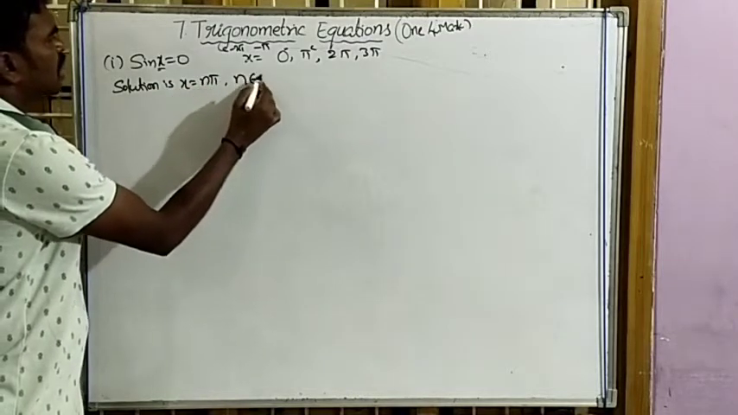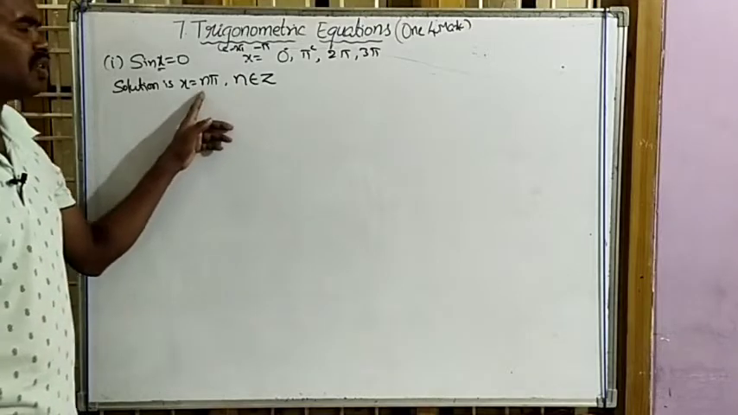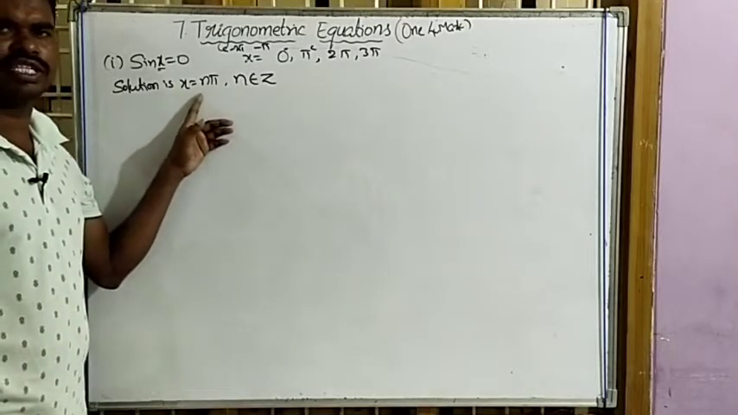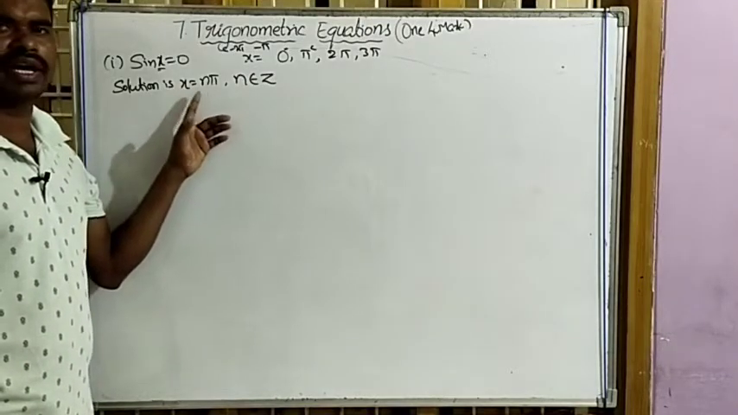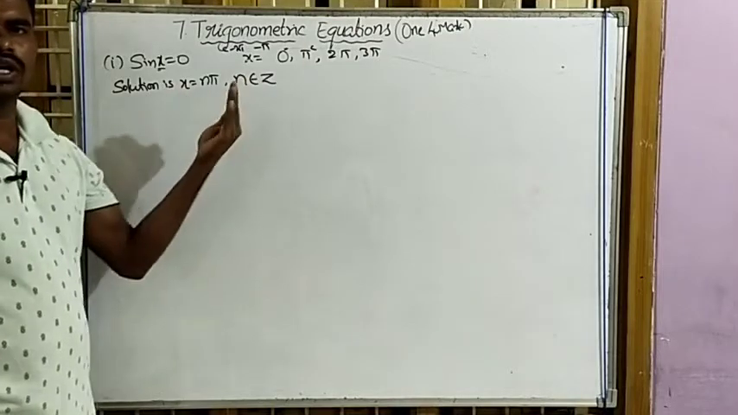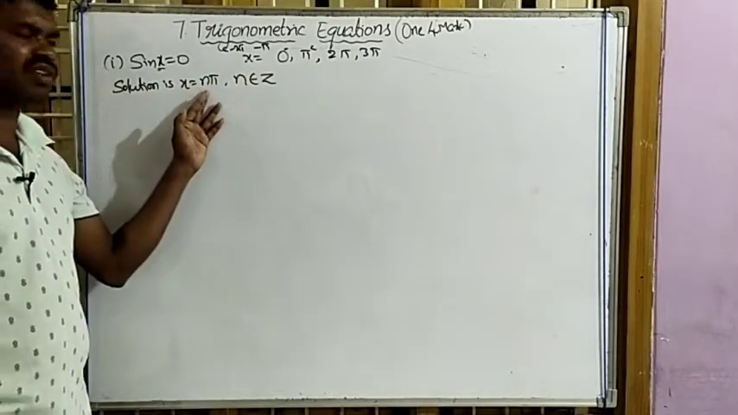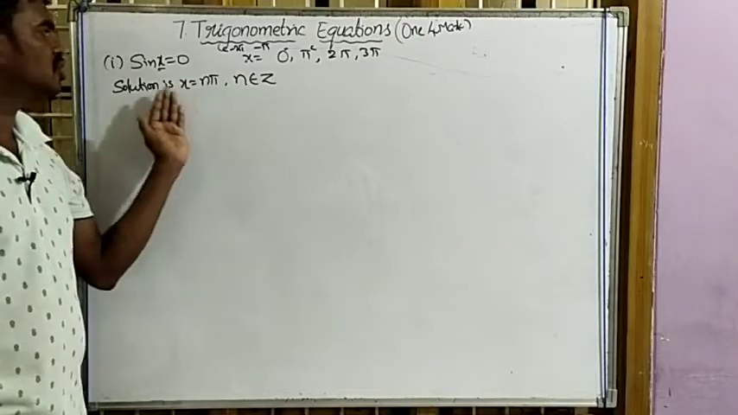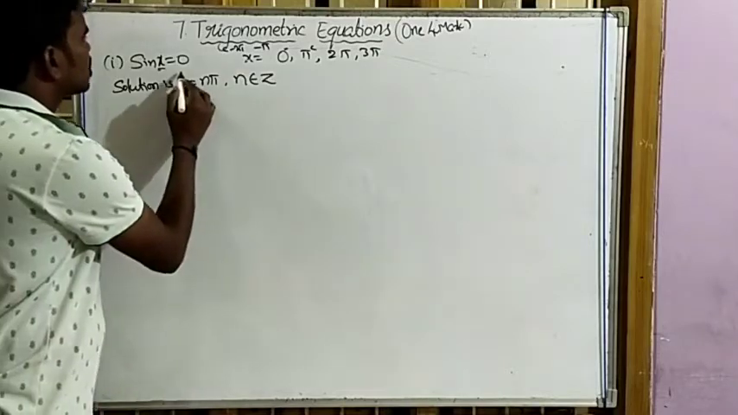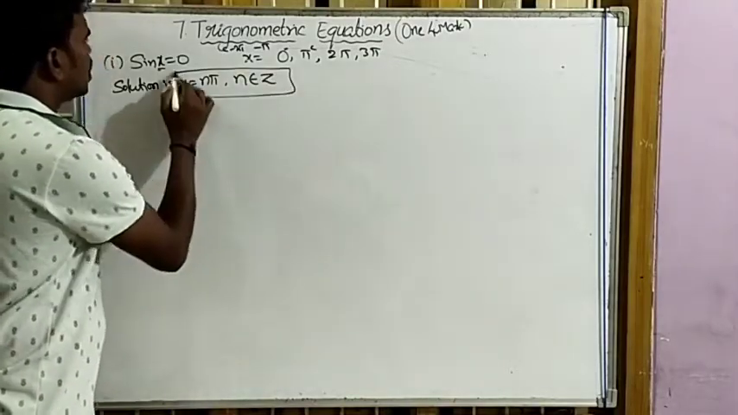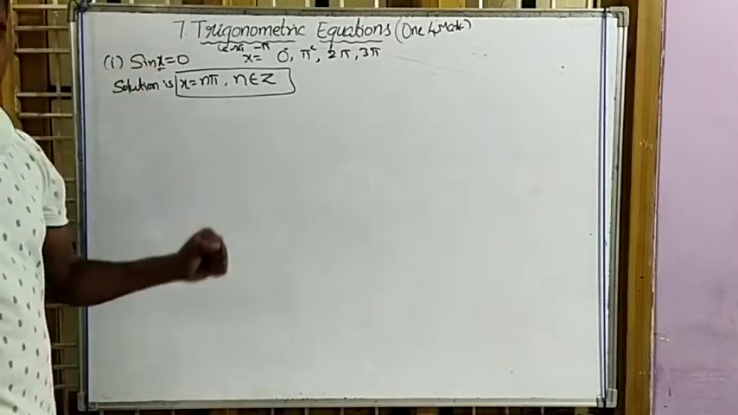What is n? n belongs to Z. If n is 0, the solution is x is equal to 0, n is 1, x is equal to pi, n is 2, x is equal to 2 pi, and so on. On the left side, n equal to minus 1, the x value is minus pi. In this way, infinitely many solutions we can get. So this is the general solution of sin x is equal to 0.